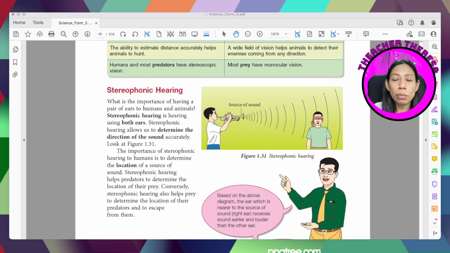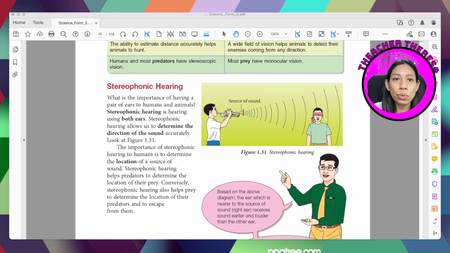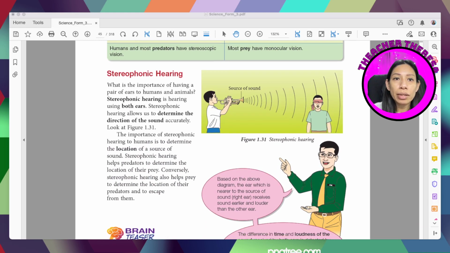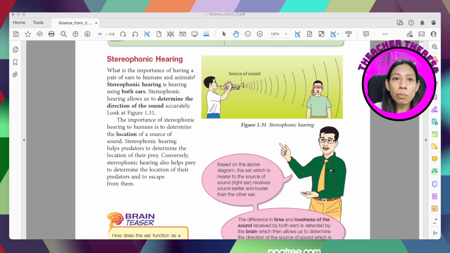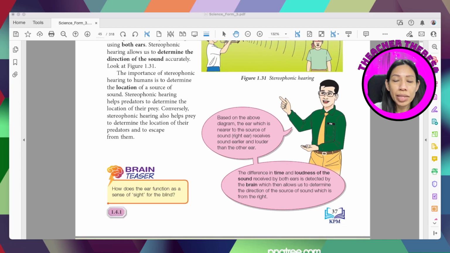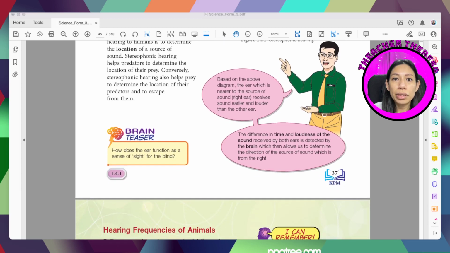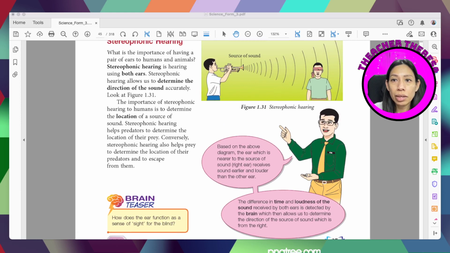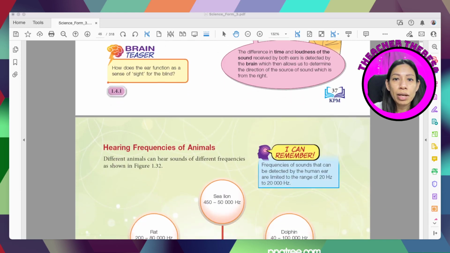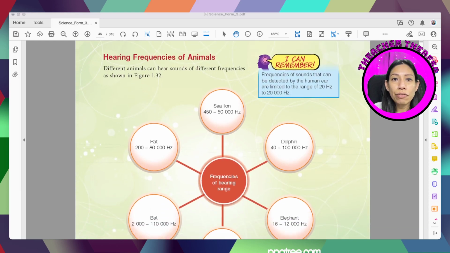So remember, scopic or optic is related to eye. Then you have phonic, stereophonic. Phonic is phone. Remember, phone is related to ear. So that is more important towards estimating direction. For example, if you are calling somebody but you are not able to see the person, you know where the direction is coming from. Then we have frequency of animals.